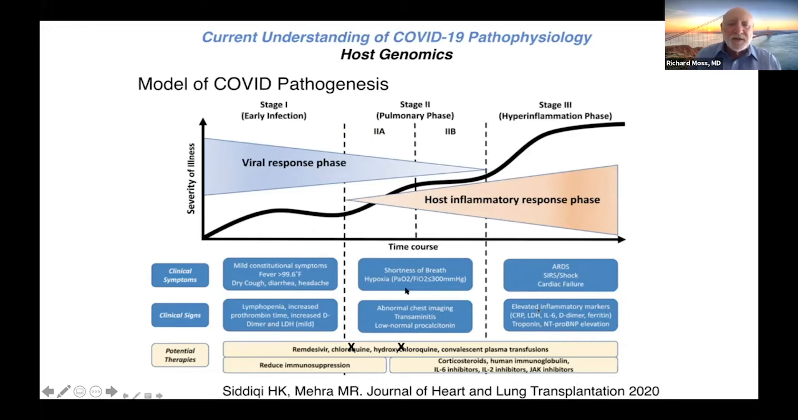And then the things that doctors and healthcare providers use to look at clinical symptoms, clinical signs, and various drug therapies. I've X'd out chloroquine and hydroxychloroquine since the publication of this particular paper.